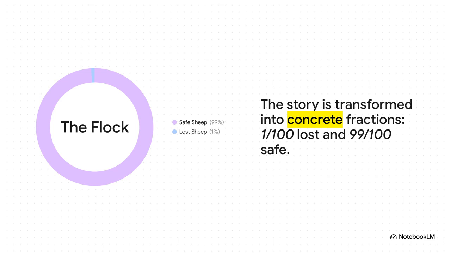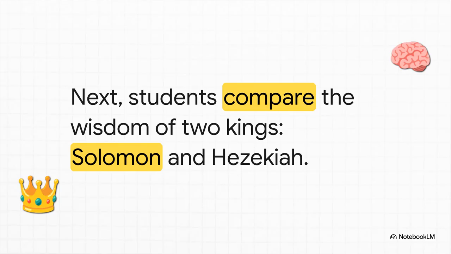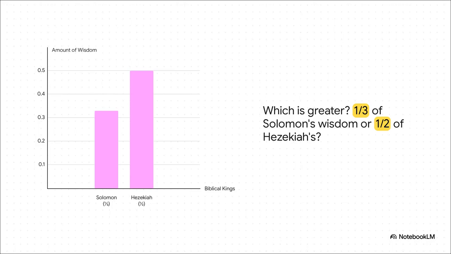It's genius. All of a sudden, that story isn't just a story anymore. It's 1/100th lost and 99/100ths safe. The narrative gets translated into these concrete, visual fractions that students can see and understand immediately. Okay, so after that warm-up with the sheep, the lesson starts to build on the idea. The main part of the class dives a little deeper, asking the students to make a comparison that's a bit more abstract. So the lesson poses this problem.